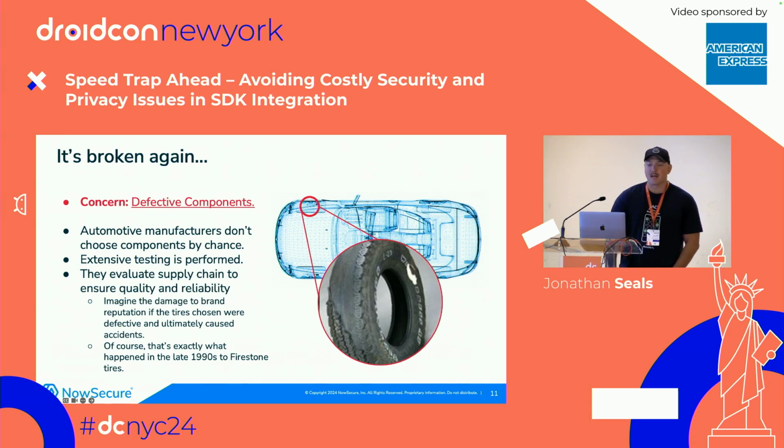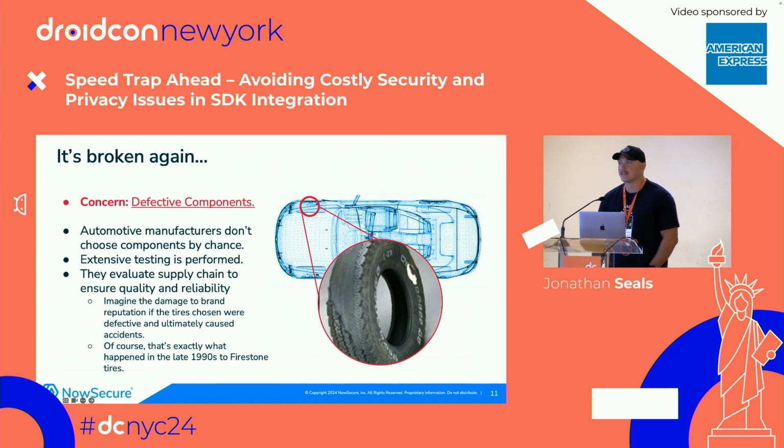Imagine the reputation hit if the tires chosen were defective and ultimately caused accidents, because this is what happened to Firestone in the late 1990s. And we don't want to ruin our reputation as developers, security analysts, or the company or the brand you work for. Because that's one thing that you can't come back from: your reputation. It's something that we all work very hard to build up and present ourselves, because you're known by the work you do.